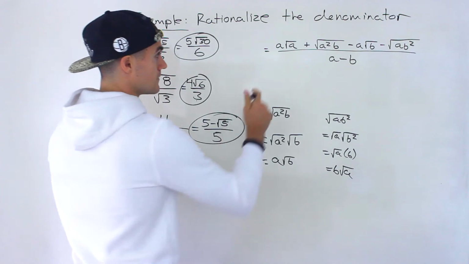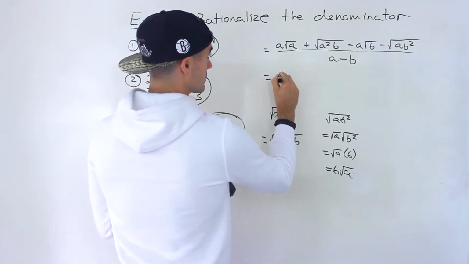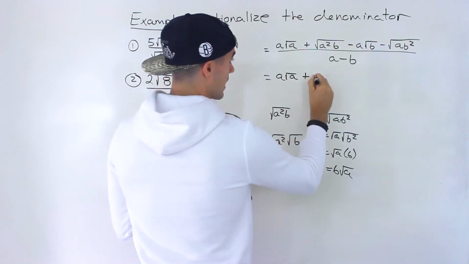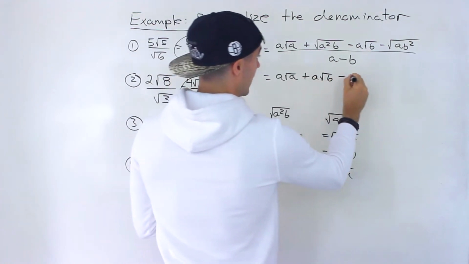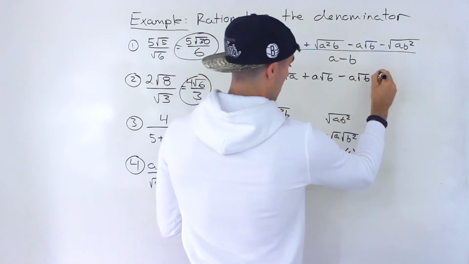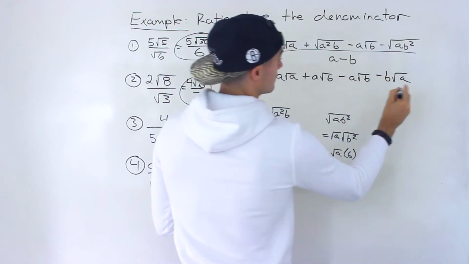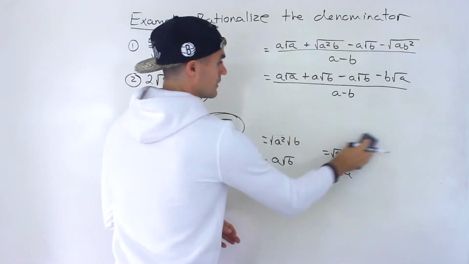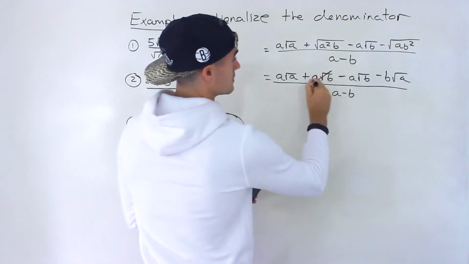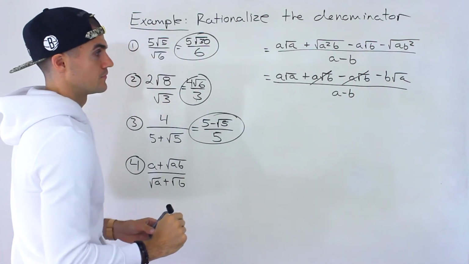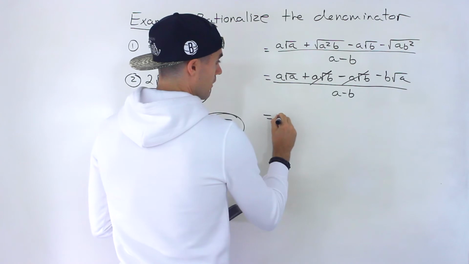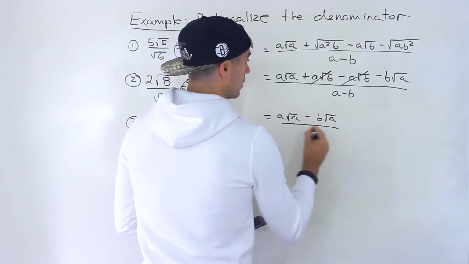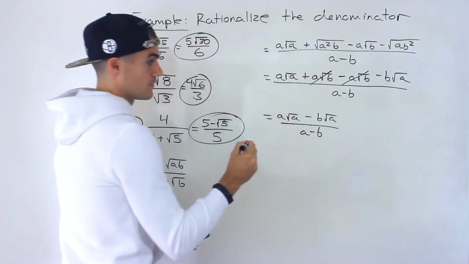And now notice, stuff will simplify because we'd have a root a plus this a root b minus a root b minus b root a. And that's going to be all over a minus b, like that. So what's happening here? Notice those cancel out. And so we're left with a root a minus b root a all over a minus b.